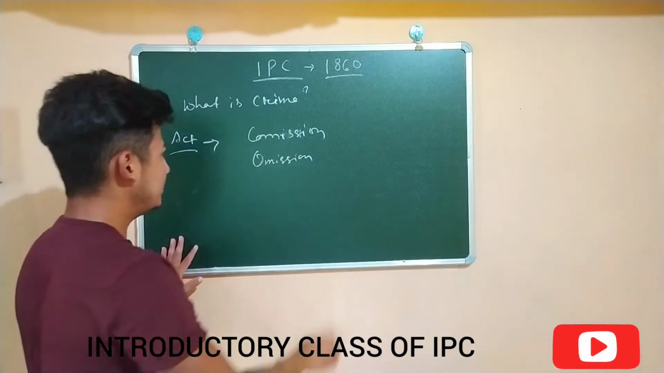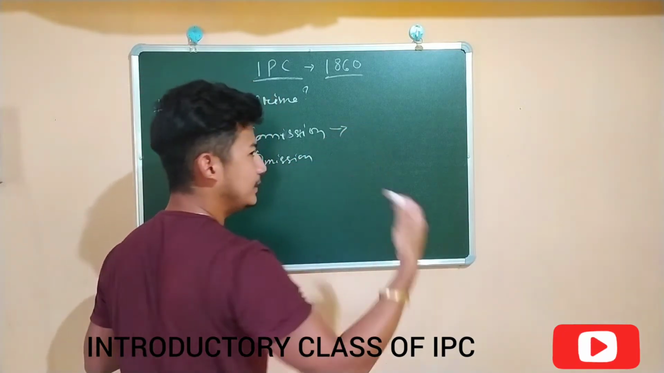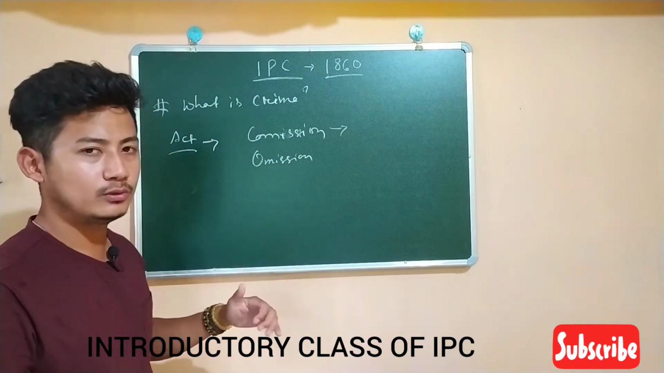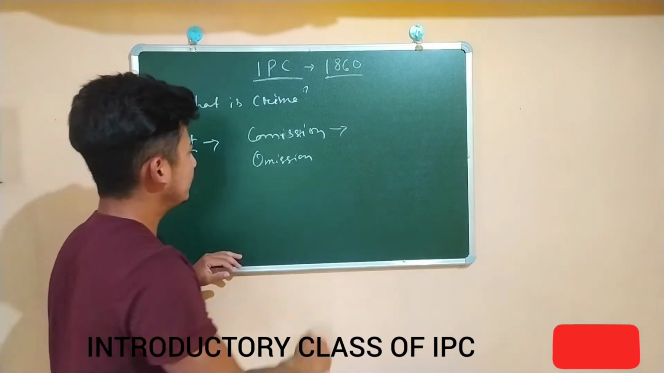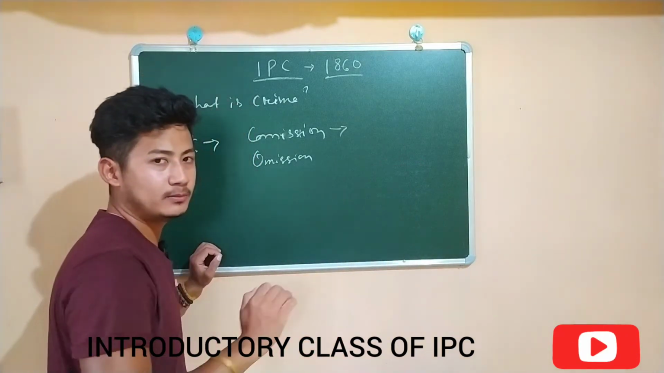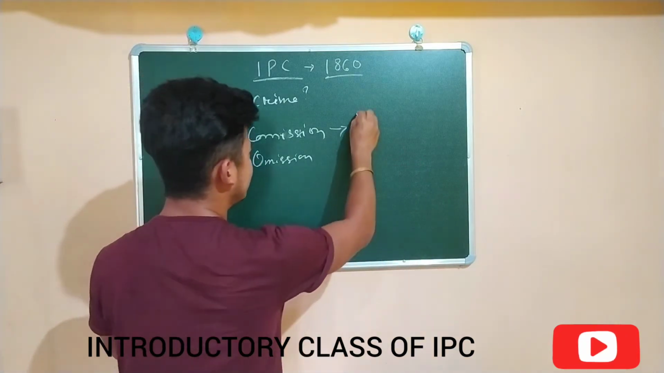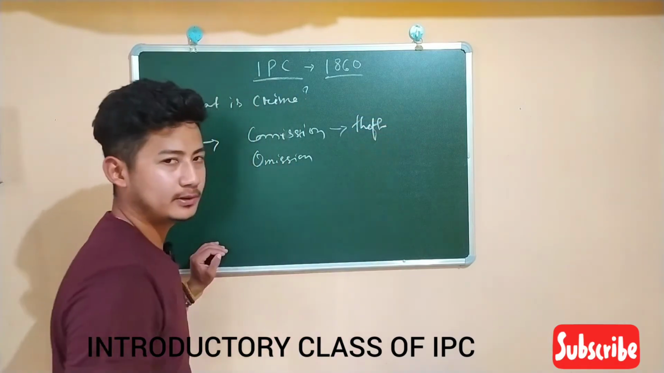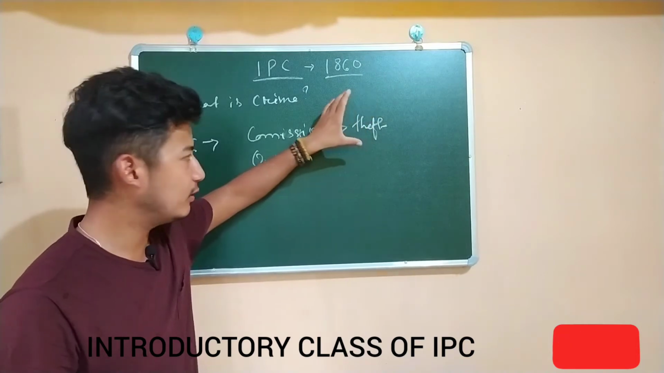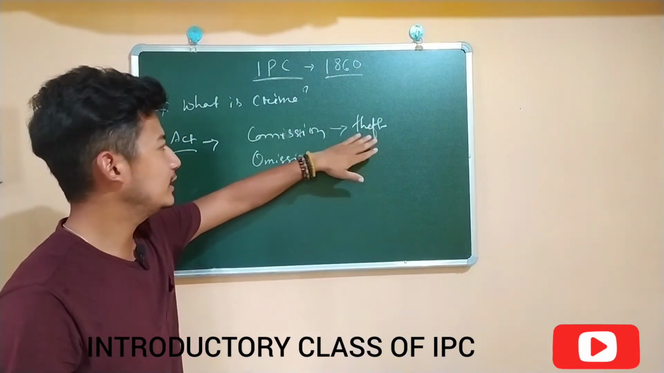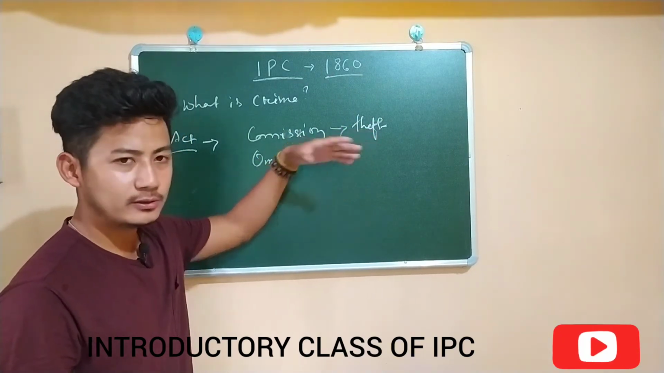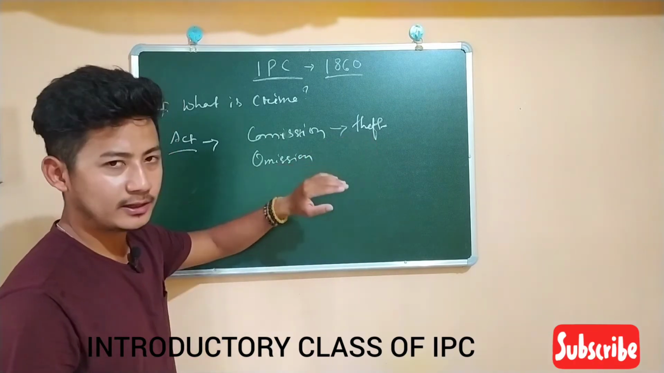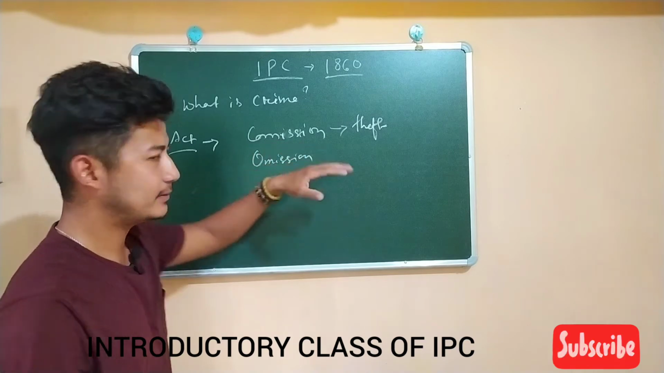So what is commission? Commission is when you have committed something which you are not supposed to do, or which is forbidden by law. Suppose you committed a theft. Theft is prohibited by the law. Once you steal something from someone else, that is theft. So theft is a commission, you have committed it.